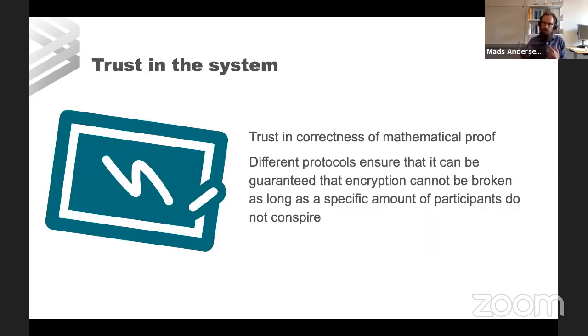Because in crypto, there's a lot of trust in the correctness of a mathematical proof. Different protocols ensure that it can be guaranteed that you can't break the protocol as long as a specified number of participants do not conspire. And of course, there are different scenarios like malicious and semi-honest, but those are really difficult for normal people to understand.